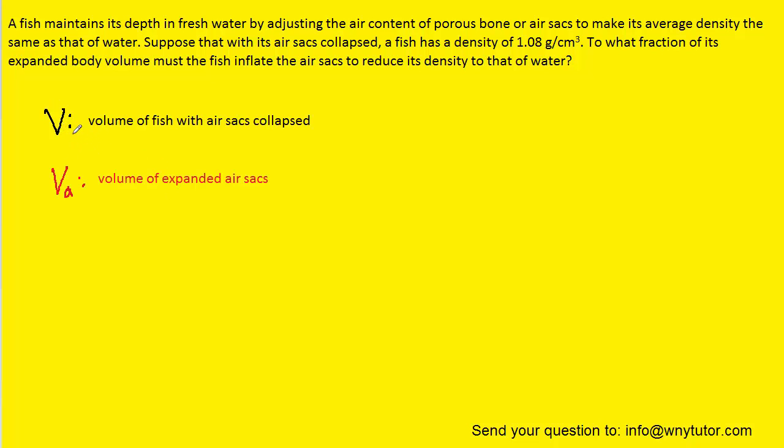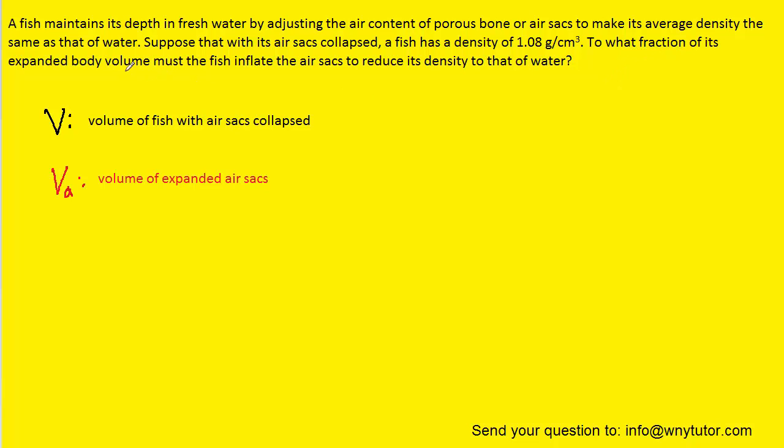We're going to let V equal the volume of the fish when its air sacs are collapsed, that is, they are not filled with any air at all. And then VA is going to be the volume of the expanded air sacs once they have been actually filled up with air. Now, these definitions will help us understand the question. Let's go back and reread it.